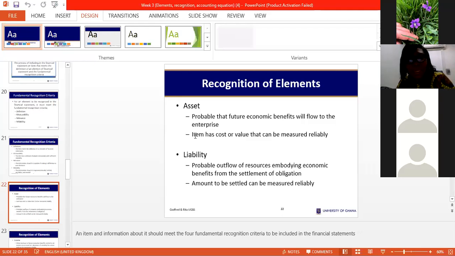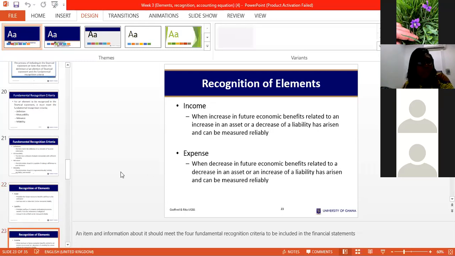When it's a liability, there must be a probable outflow of resources. There should be an outflow of resources from a present obligation, or based on you trying to settle an obligation. That settlement will result in some outflow of resources. Here again, it must be measured in monetary terms to be able to meet the criteria.